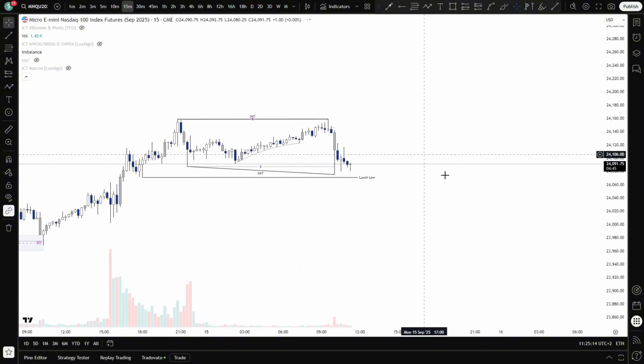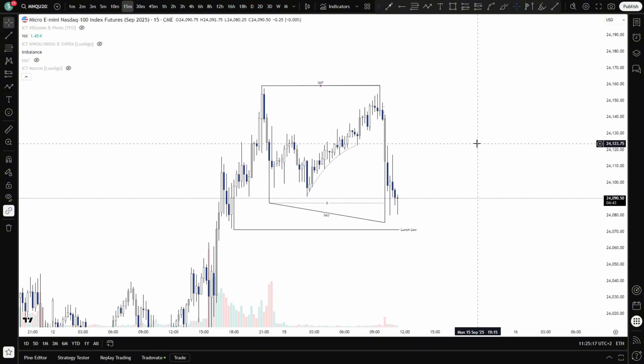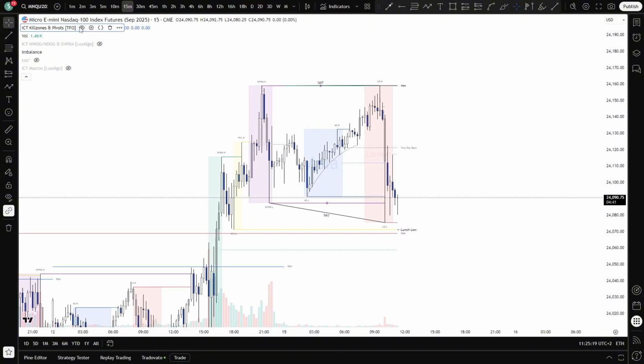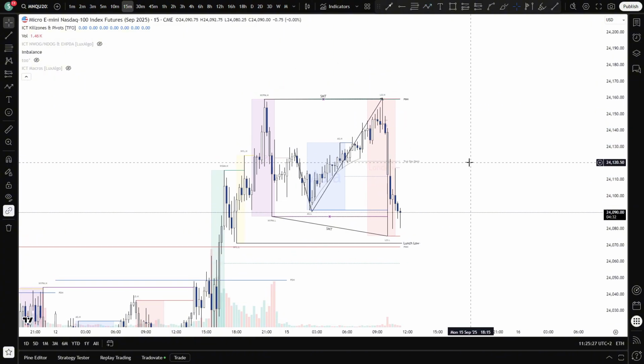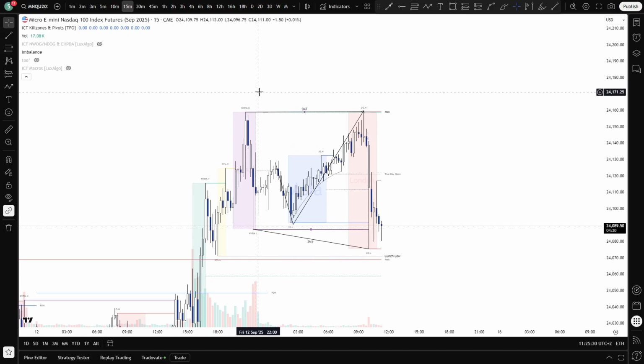On Monday, we can zoom in because on the 1 hour there's not really much to see. Monday, today, when Asia started, we put in a higher low and we started coming up, building up a lot of trend liquidity, and we took out our previous week high and all-time high.